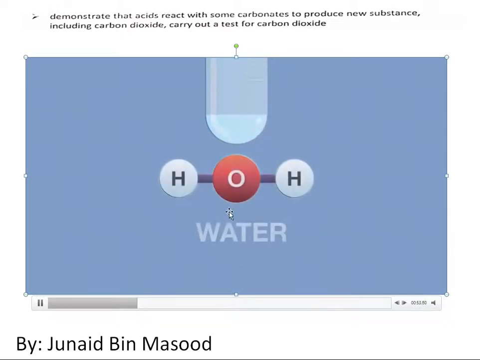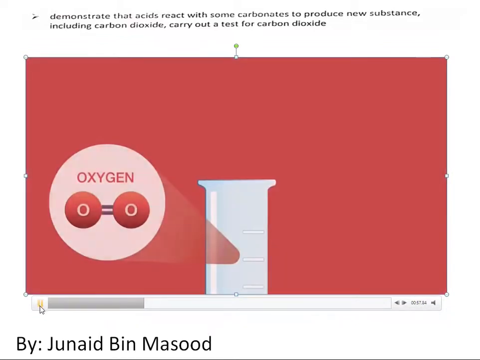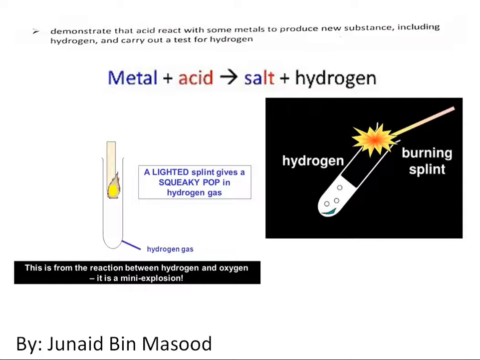Now the water is always left behind. Moving ahead, the same: metal and acid produce salt and hydrogen. And how do you test hydrogen? It produces a squeaky pop whenever a burning splint is brought near it. So you should know how to test hydrogen gas and the general equation.